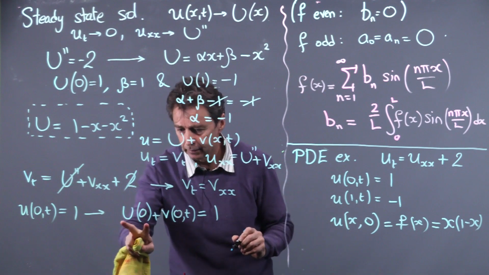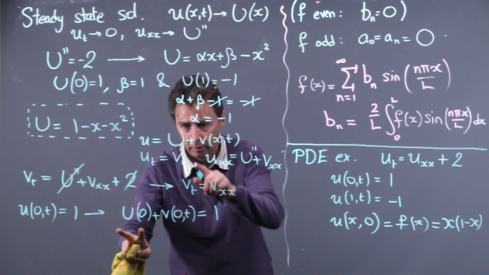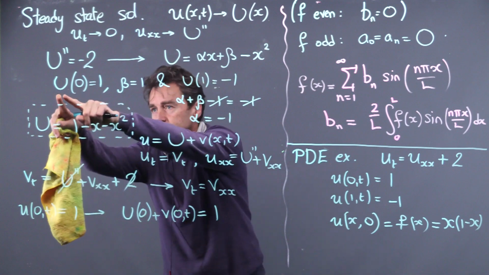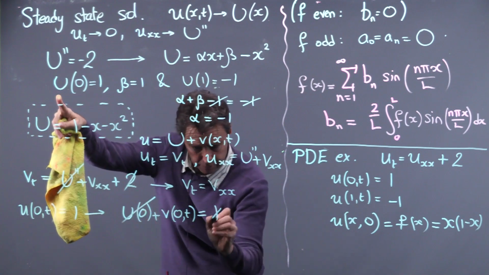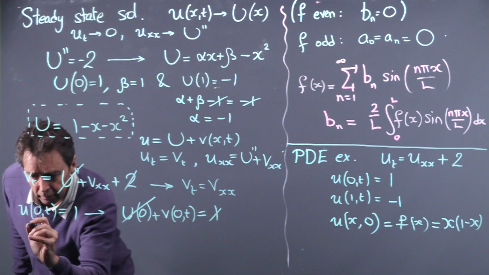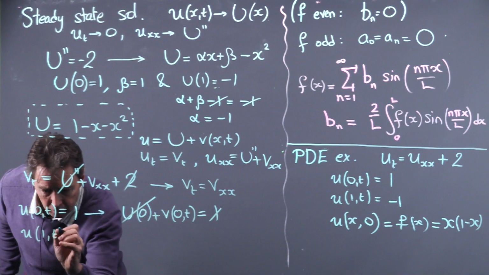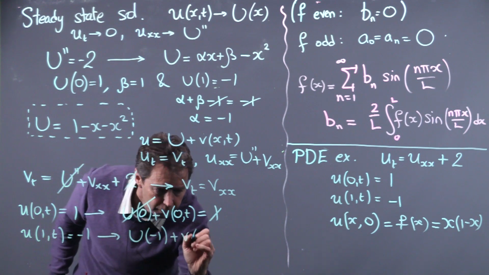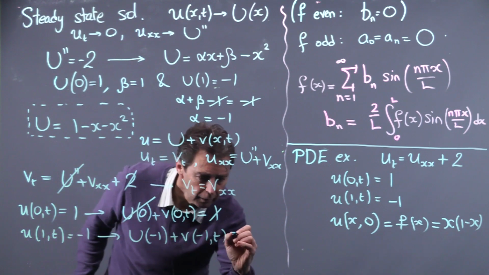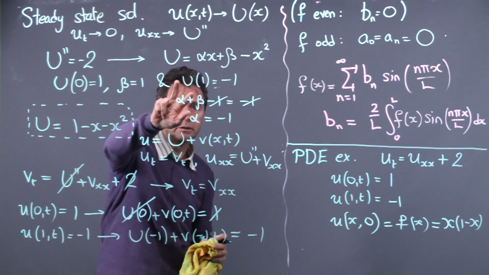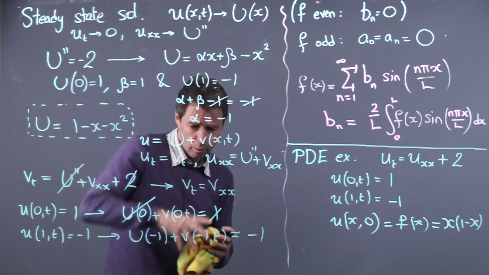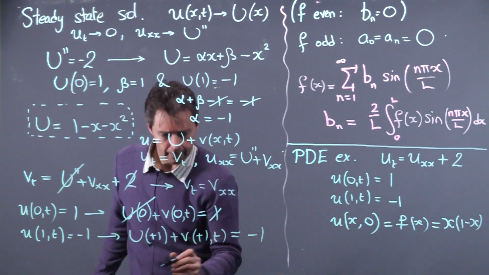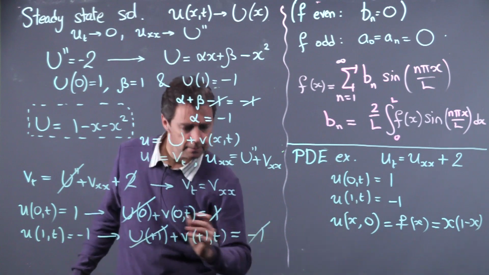So, putting x equal to 0, I've got the big U of 0 plus V at 0 has to equal 1, but I've applied the condition that U at 0 is 1, so that cancels that. And doing the same thing at the other end, I have that U of 1 plus V of 1 at t is equal to minus 1, but I've applied the condition that big U is minus 1 at 1. So that is the same as this.